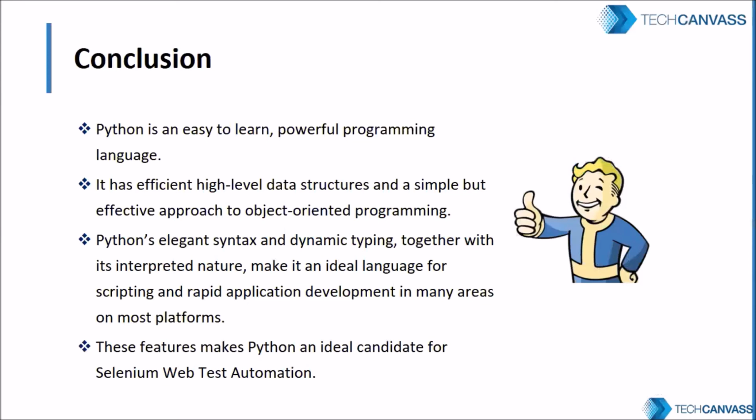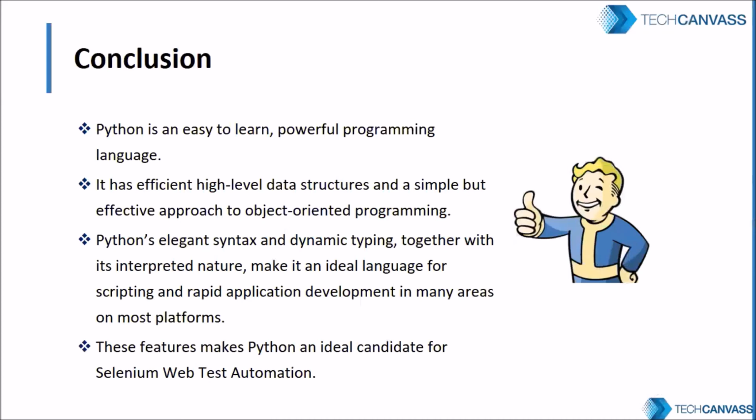Python's elegant syntax and dynamic typing, together with its interpreted nature, make it an ideal language for scripting and rapid application development in many areas on most platforms. Since Python is interpreted instead of compiled, it is good for scripting tasks and quick tasks. Also the turnaround time is very low, because if code is compiled, there is a life cycle that needs to be in place with the compiled code. But since the code is interpreted, the turnaround time is also very low.